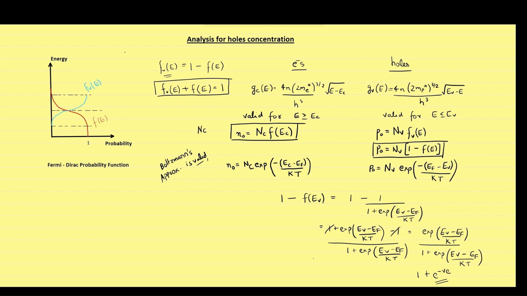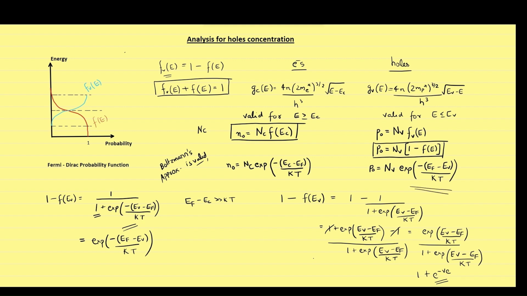So, we will rearrange the equation like this. We have simply divided the numerator and denominator by exponential EV minus EF divided by kT. Now, if we apply Boltzmann approximation, which says that EF minus EV is several times greater than kT, then in the denominator, 1 can be ignored and the expression can be approximated to exponential minus EF minus EV divided by kT. I hope you understood clearly from where this particular expression came.